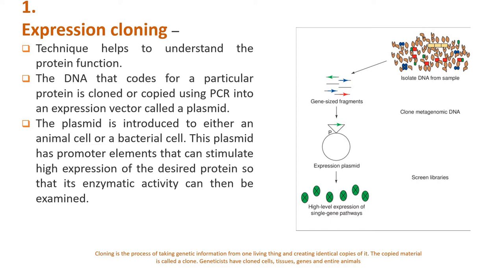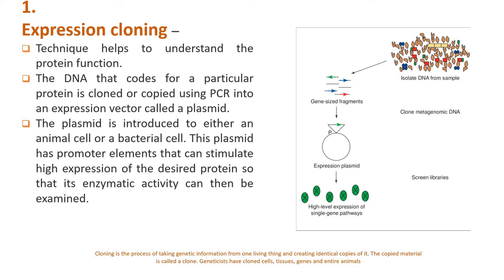So we take a particular part of DNA, for example, the code that is responsible for the synthesis of a protein, and this segment of DNA will be cloned and copied many times by using the PCR technique. So the PCR is also involved in expression cloning techniques. This copied material will be introduced into what is called a plasmid. The plasmid that carries the specific clone will be introduced into another cell, which is an experimental cell, either an animal cell or a bacterial cell, for example. This plasmid has promoter elements that can stimulate high expression of the desired protein, so we can see the enzymatic activity of that protein.